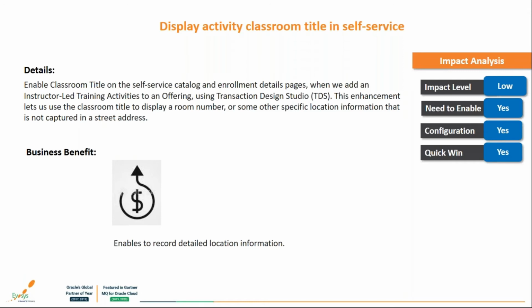Next on the table, we have the display activity classroom title in self-service. This particular feature enables us to record detailed location information. For all the organizations having their offerings and learning in classrooms, now with the details of the courses, we can even add the location information where that course is actually being held. On the impact side, it is more on the lower scale, with a need to enable this feature, and the configuration needs to be done before we begin using it.